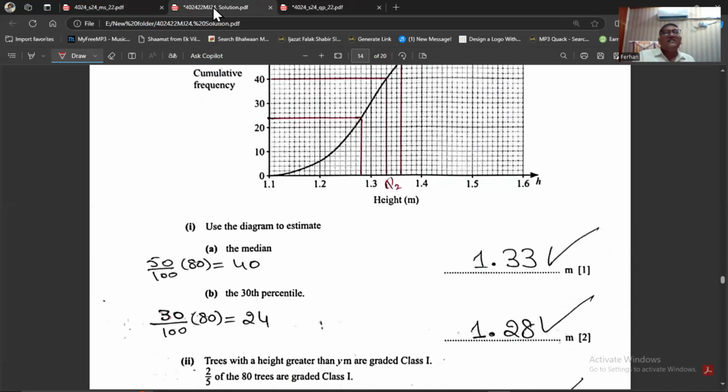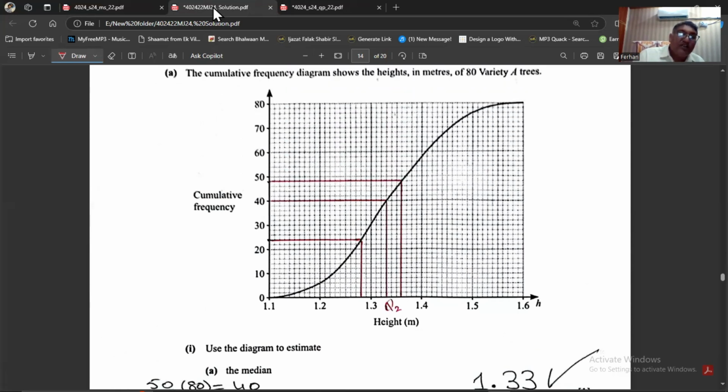Then they say find the 30th percentile. If you want to find out the 30th percentile, you will find 30 by 100 multiply 80, that's 24 on the y-axis, where you have the cumulative frequency. Check where is the 24. Here you have 24 on the y-axis. From here, go to your cumulative frequency curve. When you intersect the cumulative frequency curve, check under this point of intersection, what is the x value? This is 1.28.